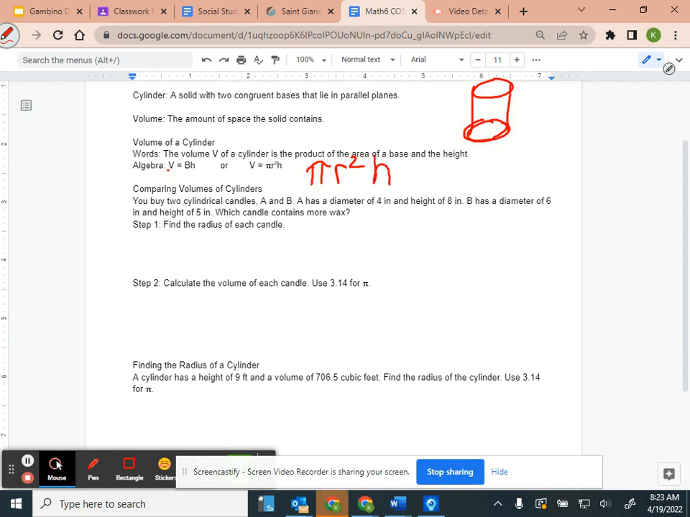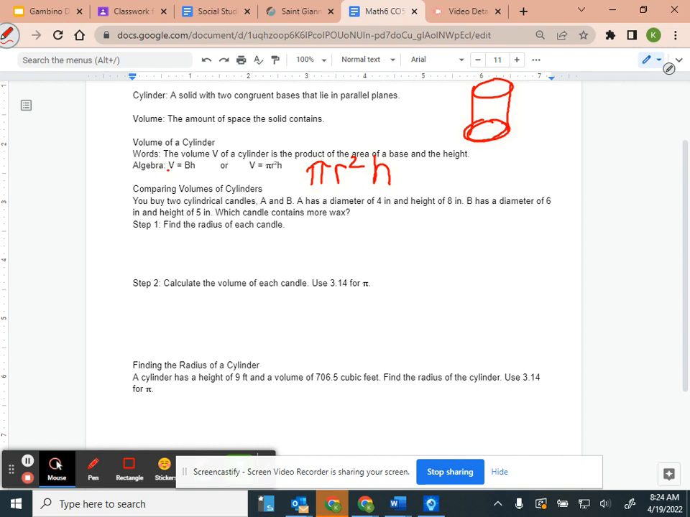Just like when we did the area of a rectangle, length times width, to find the volume, we also multiplied it by height. Same thing with our circle cylinder. We find the area of the base, that circle, and we multiply it by the height. So pi r squared h, multiplying those out.